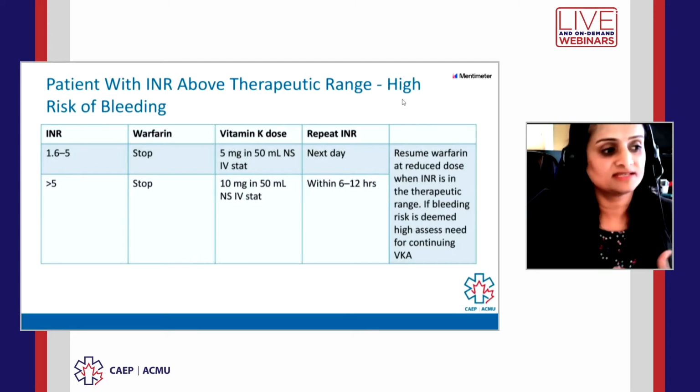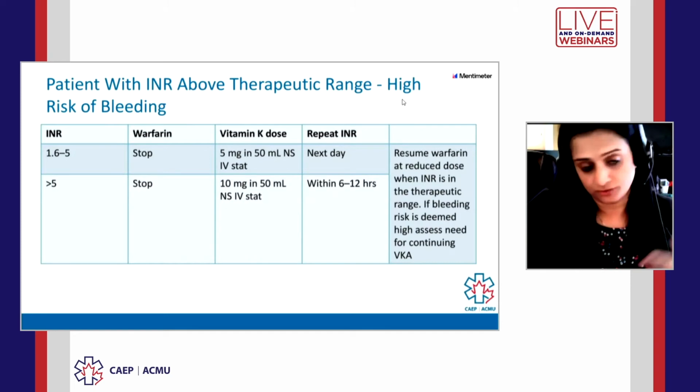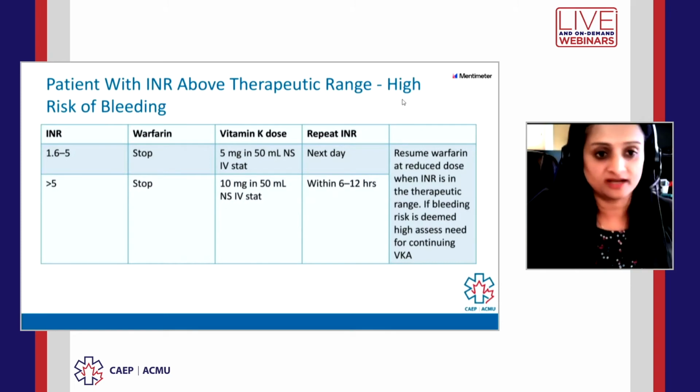Certainly, if the bleeding risk is deemed to be very high, you continue to assess whether you still need to be on warfarin or possibly continue to hold it.